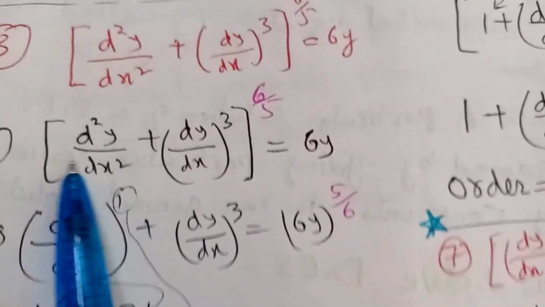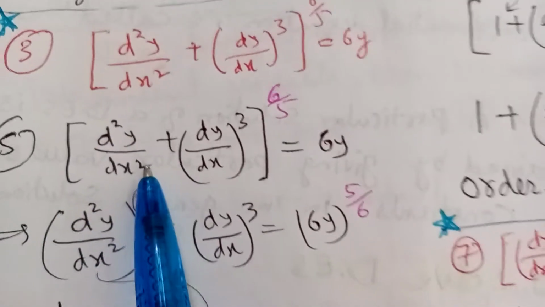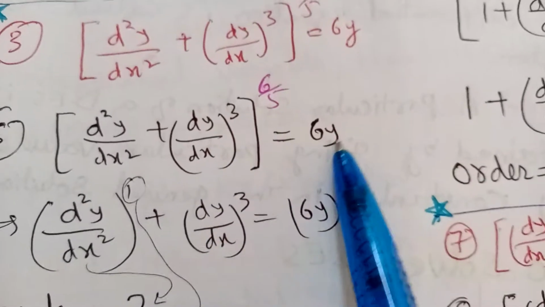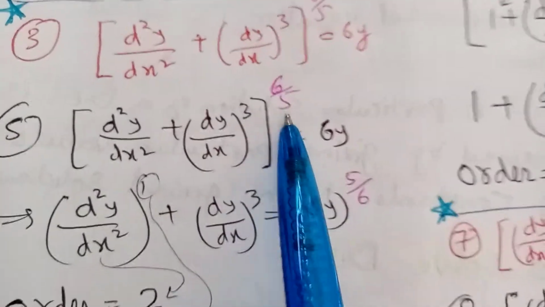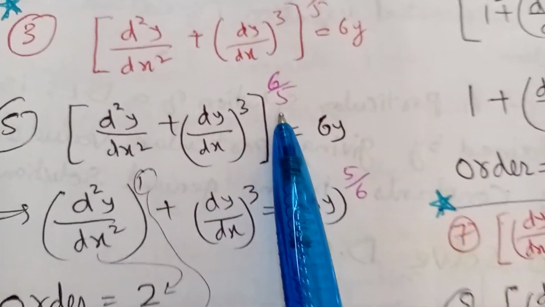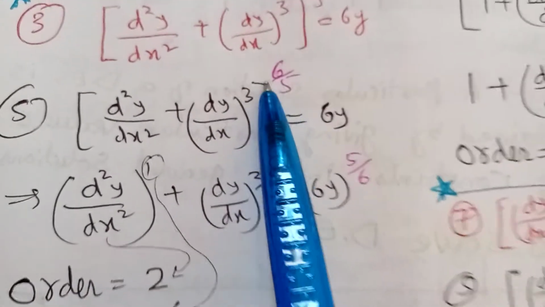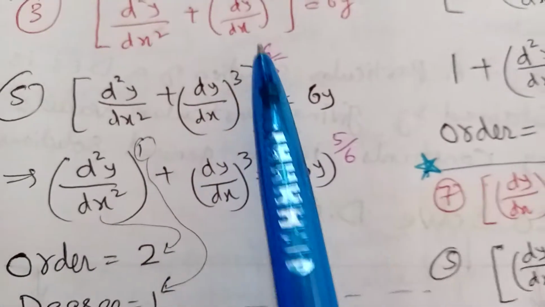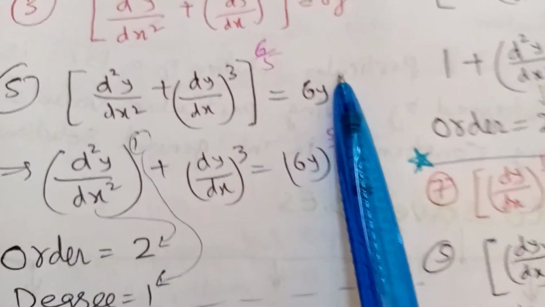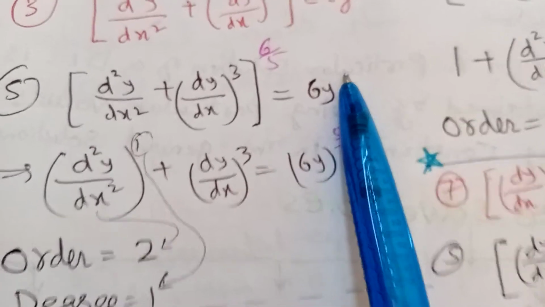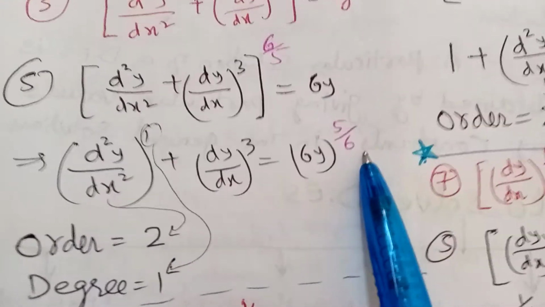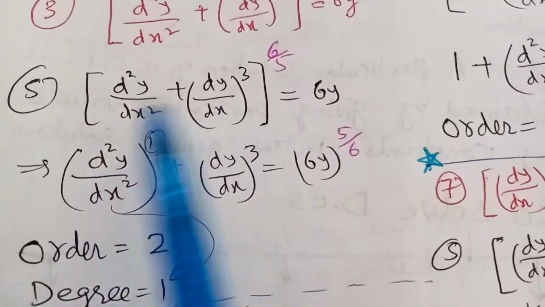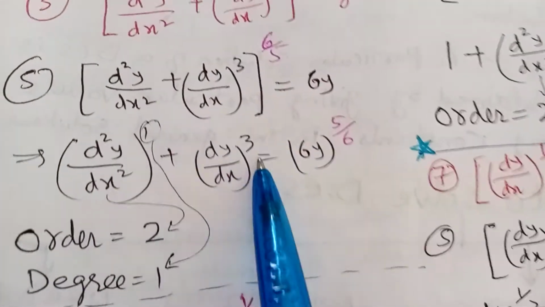Next question, (d²y/dx² + (dy/dx)³)^(6/5) = 6y. Here the power is in fraction form. So what we will do, send 6/5 to the other side. When it goes to that side of the equal sign, it becomes 5/6. So here dy/dx, here dy/dx. On dy/dx there is no fraction power.